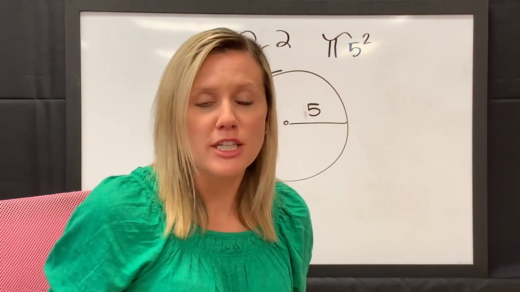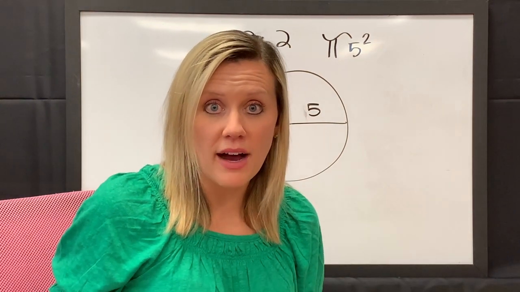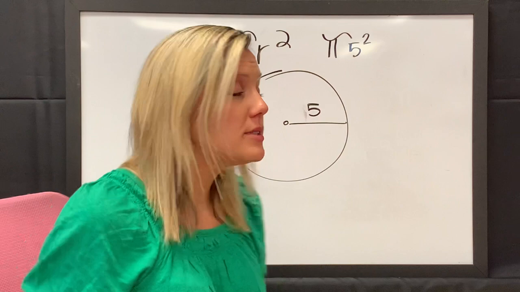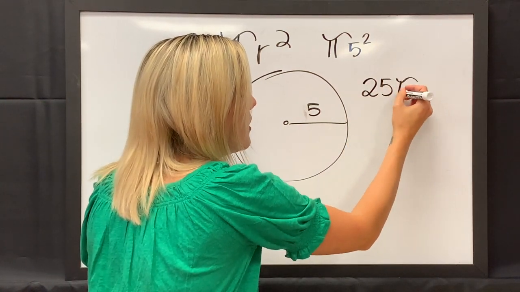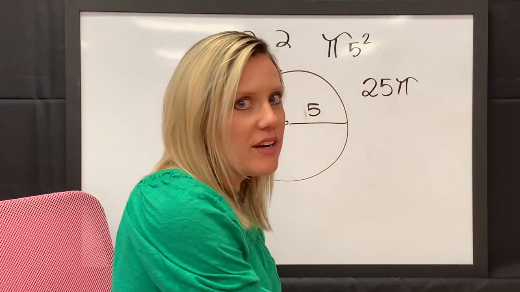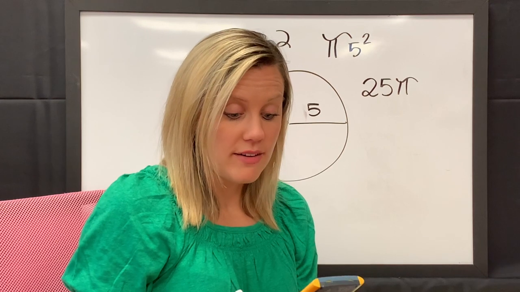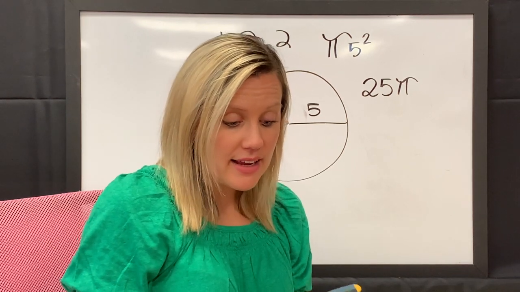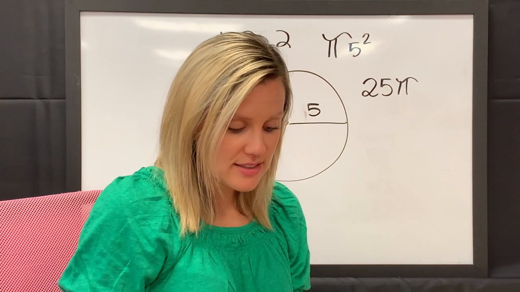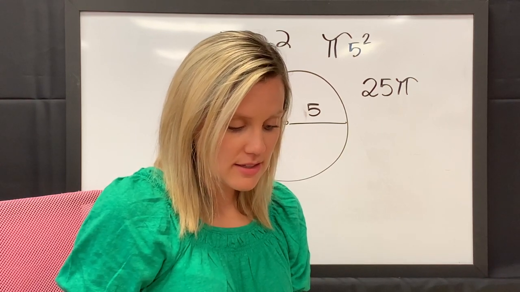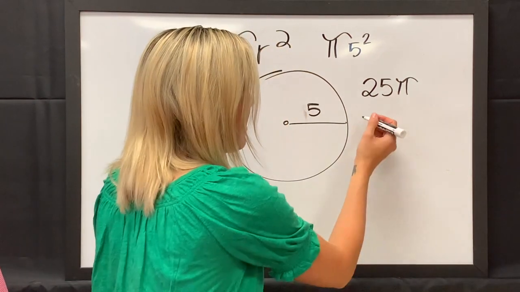And sometimes your teacher or a paper will ask you to write the answer in terms of pi, and the answer in terms of pi is 25 pi. Okay, now we're going to find out the rounded answer. So I'm going to take my calculator and I'm going to go 25 times pi, and that equals 78.5 when you round it to the nearest tenth.